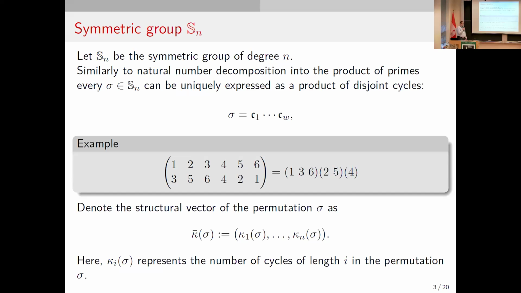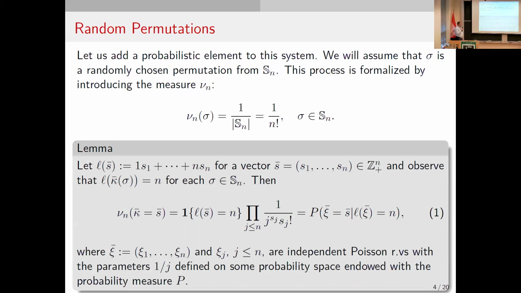Then we can define a structural vector, which is the number of cycles of the degree j. So the jth coordinate of the structural vector would be the number of cycles of the degree j. In this example here, the structural vector would be 1, 1, 1, 0, 0, 0. Now we add a probabilistic element to the system. At the beginning, we assume that all permutations are sampled uniformly.